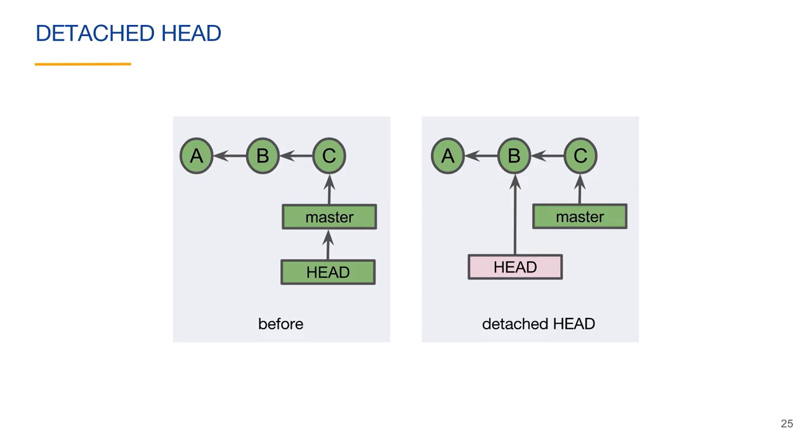Git will warn you that if you continue, you will be in a detached head state. In this example, in the before state, we have the master branch checked out as is normal. If we then check out commit B, that commit will become the current commit, and the head reference will point directly at commit B, creating a detached head state.